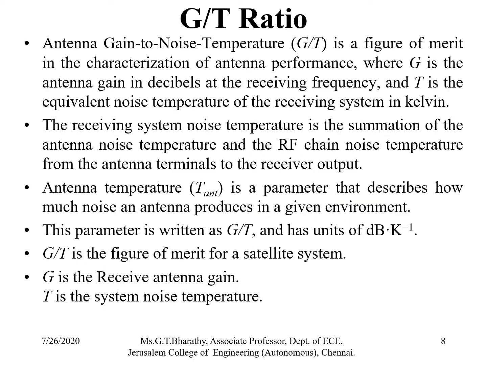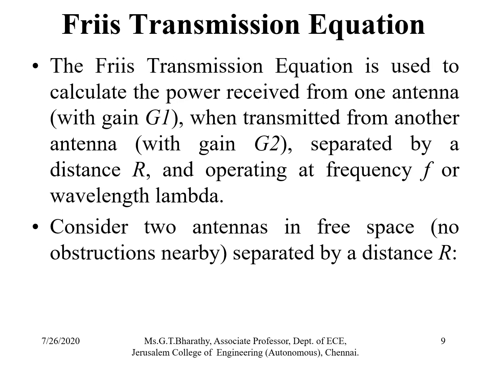Then we moved on to G by T ratio, which is the antenna gain to noise temperature, one of the main figures of merit of any satellite system. Here the gain indicates the gain of the receiving antenna. Then we saw what is the Friis transmission equation. This basically gives a relationship between the transmitted power and the received power in any wireless communication system.